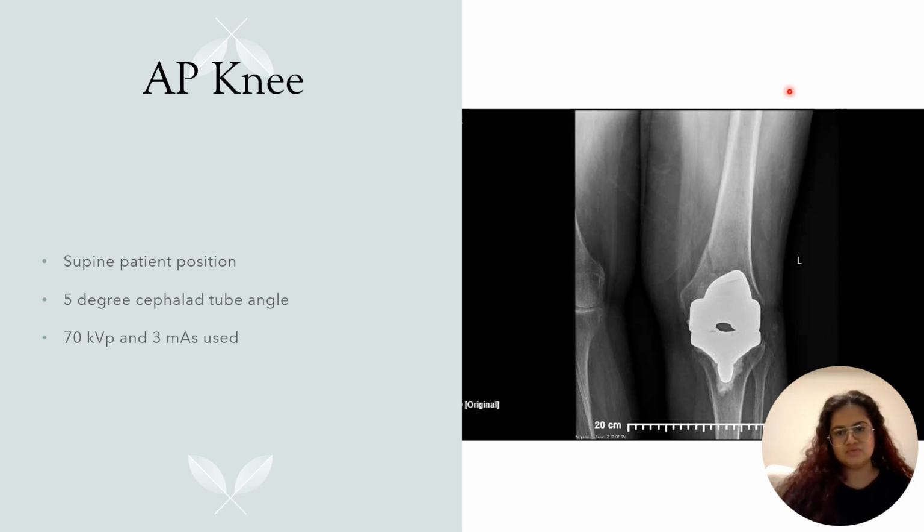In the AP view, you can see the distal femur right here. You can see the total knee replacement as well as the proximal tib and fib. Here you can see the actual fracture. So when she fell on her knee, this is how the fracture came out. And again, this is the left knee right here. We do have a little bit of whiteness up here, but the main focus is this area right here, right above the knee. With the factors used, the pathology is clearly visible.